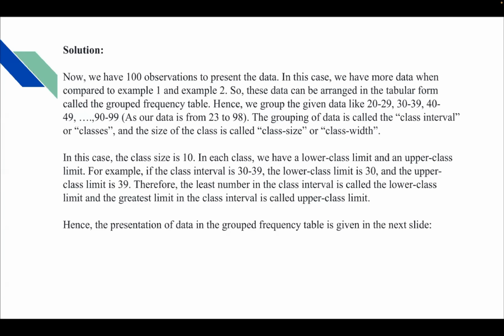The lower class limit is 90, while the upper class limit is 99. That's correct. So it shows that you guys have been following. So therefore, the least number in the class interval is called the lower class limit, and the greatest limit in the class interval is called the upper class limit. Hence, the presentation of data in the group frequency table is given in the next slide.